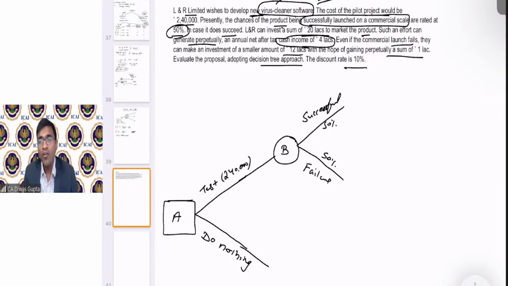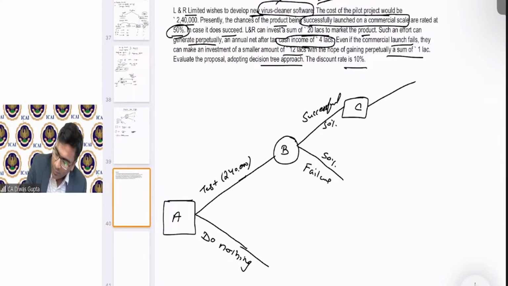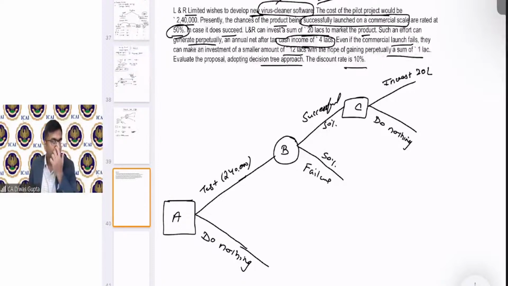Now, after it is successful, do I again have a decision here? Yes. After it is successful, I can again make a decision. What is that decision? Whether to invest 20 lakhs or do nothing. If I invest 20 lakhs, what do I get? I get 4 lakhs per annum perpetually.